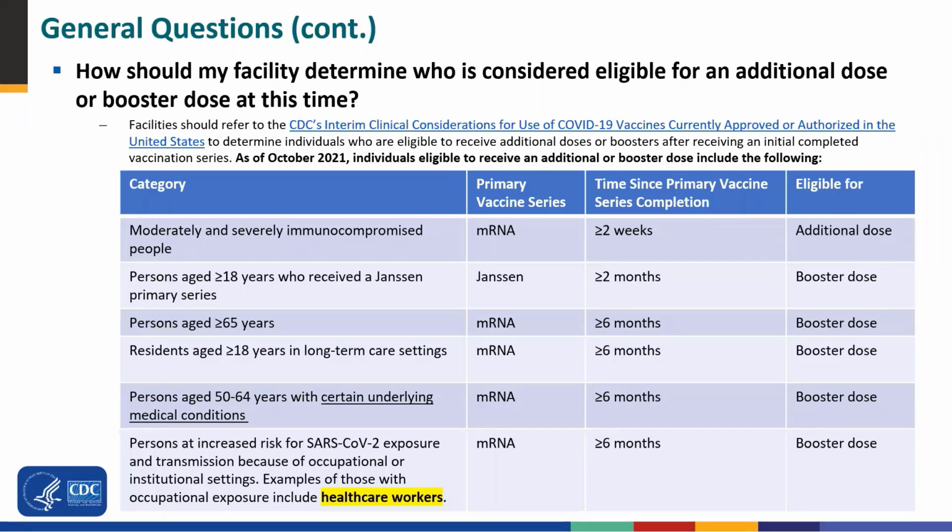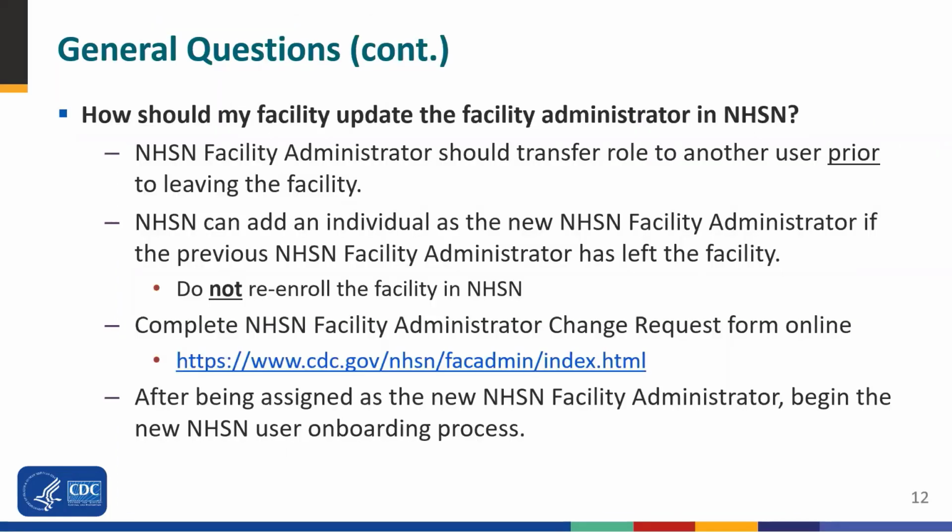Those eligible to receive an additional dose or booster vary by factors including vaccine type, age, location of residence, underlying conditions, and occupation. So now we'll focus on a few questions we received about the NHSN application. This slide outlines points to consider when there is a change in facility administrator.